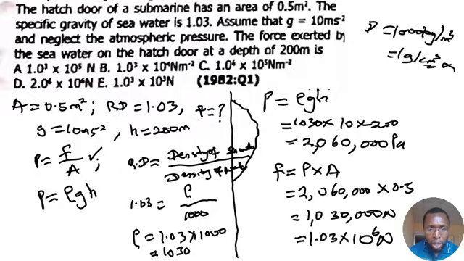So option A is not correct. Option B is not correct because of the units alone. Option C is not correct as well. Then option D is not correct. So none of the options is close to the answer. Maybe there is a typographical error there. But the correct answer is 1.03 times 10 to the power 6 Newton.